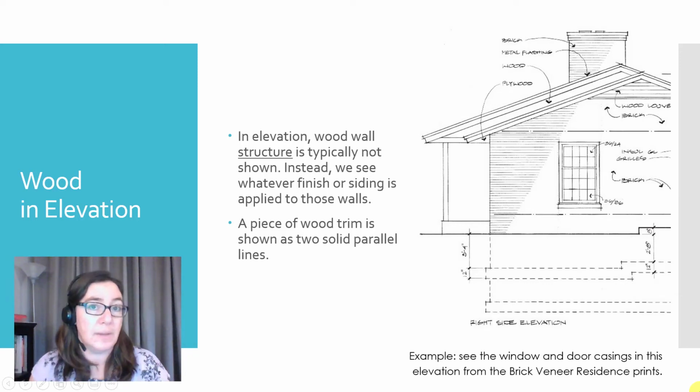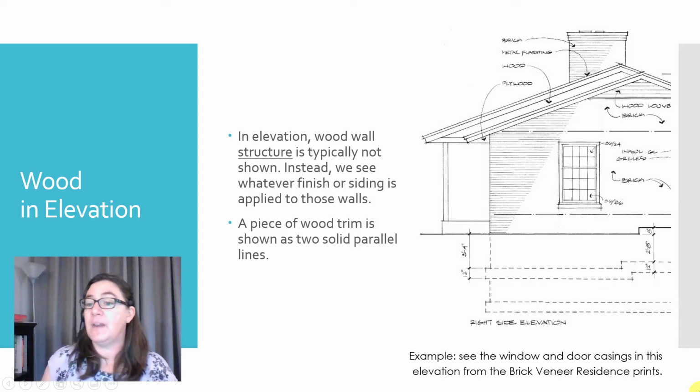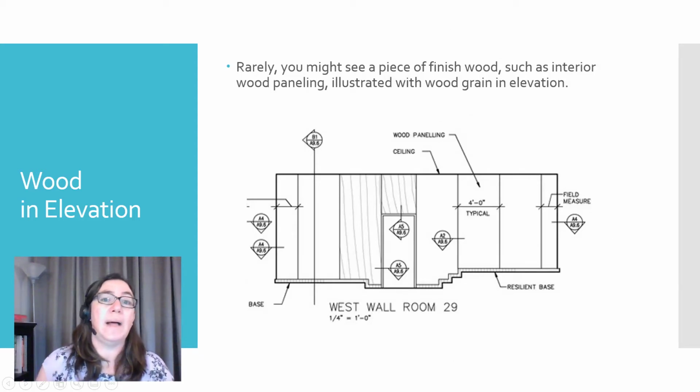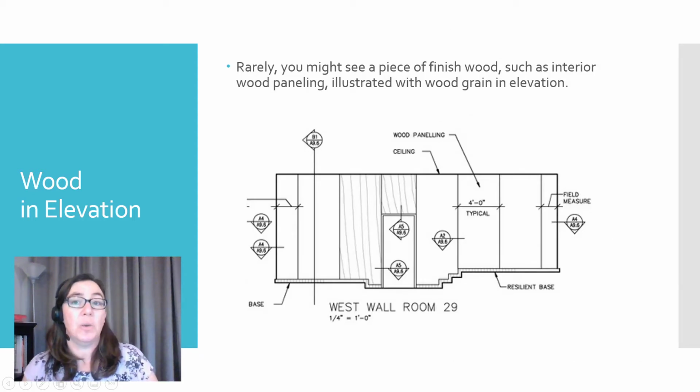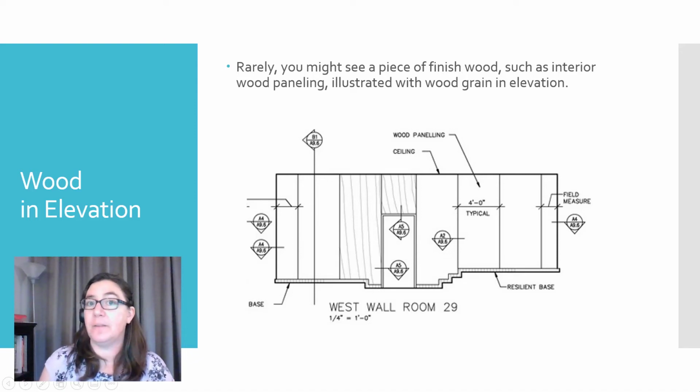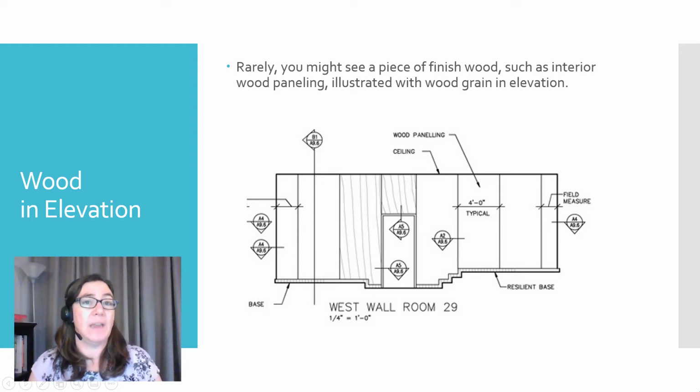Where you are going to see wood is in the trim, and you can see that here in the brick veneer residence prints. They've called out the wood trim along the roof, wood louvers, and there is some wood trim around these windows. Every once in a while, you might see a piece of finish wood, such as some fancy wood paneling on an interior wall, and you might see those illustrated with wood grain.